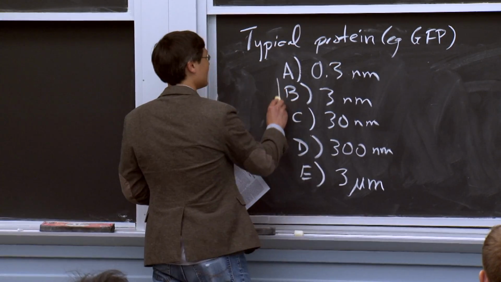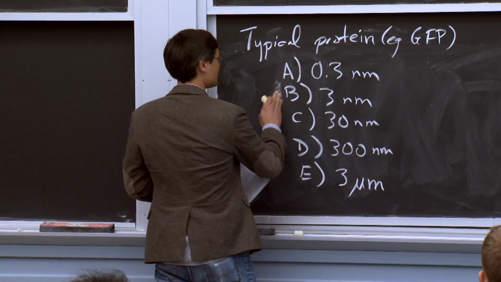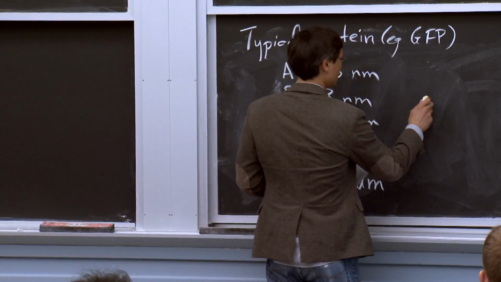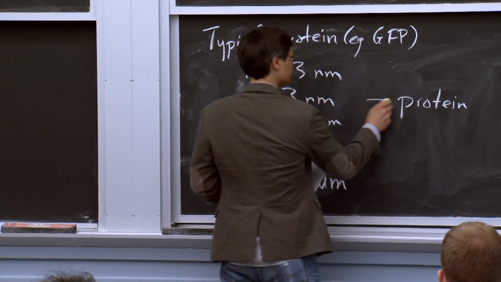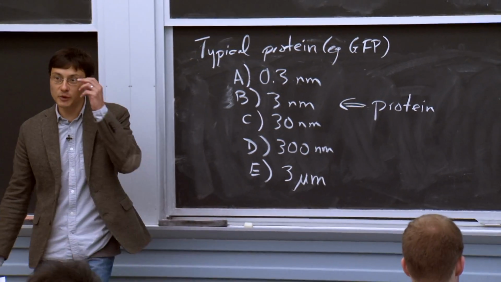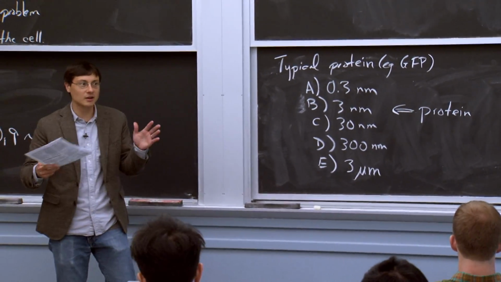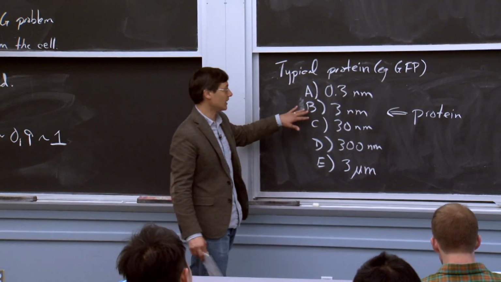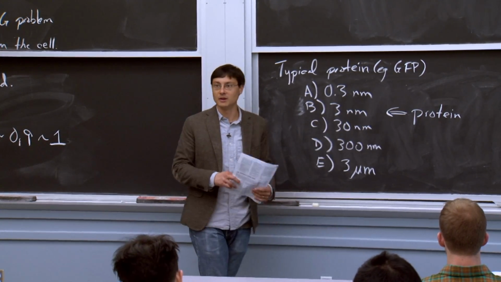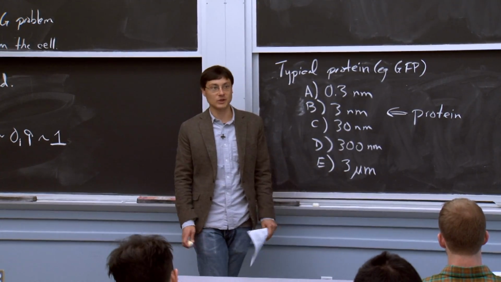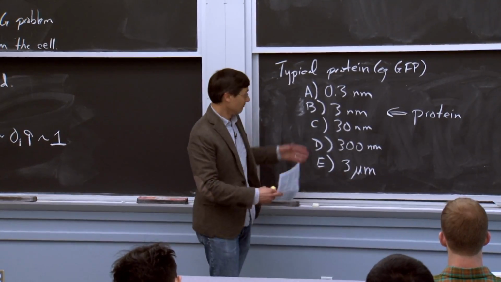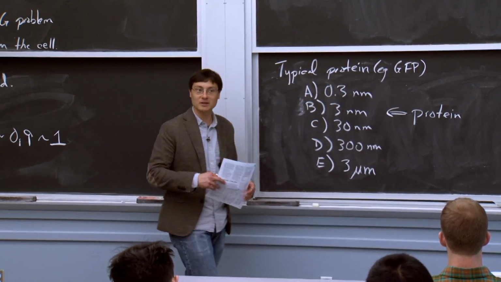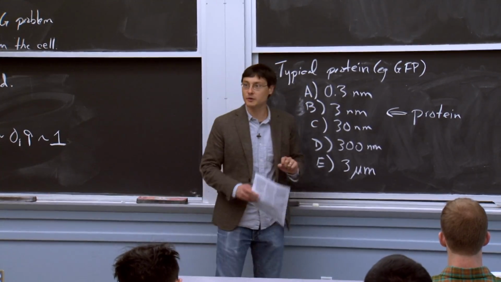So indeed, this is a typical protein size. It's a few nanometers. Depending on the protein, there are some that get larger, especially structural ones. If you're talking about filaments, they can extend, but if you're talking about a typical globular protein, it's a few nanometers in diameter.